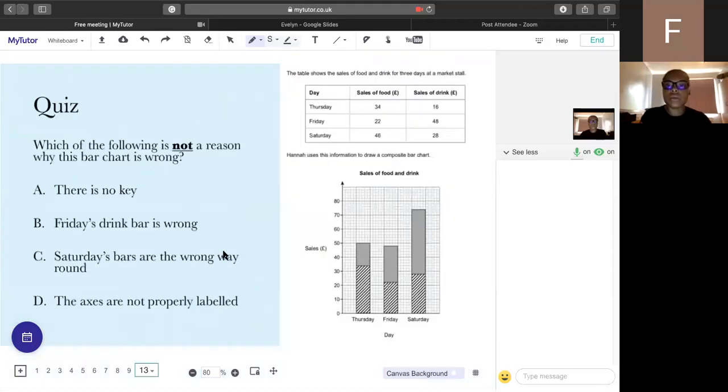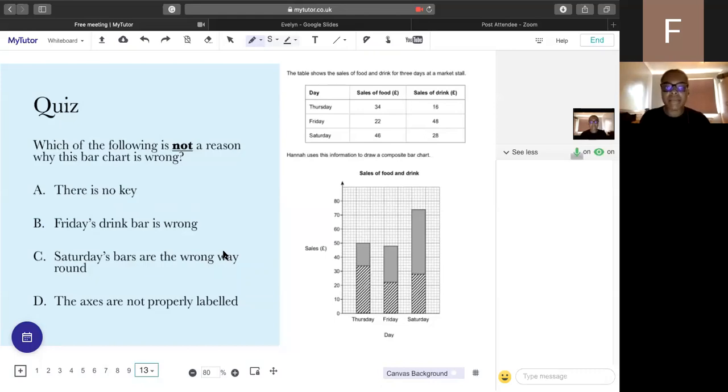So let's do a quick quiz. Which of the following is not a reason why the bar chart on the right is wrong? So there's a number of things wrong with this. I'll let you have a look at the table and the graph, and then pick which one is not a reason why it is wrong. So A, there's no key. That is a reason, because there isn't a key and it is a comparative graph.